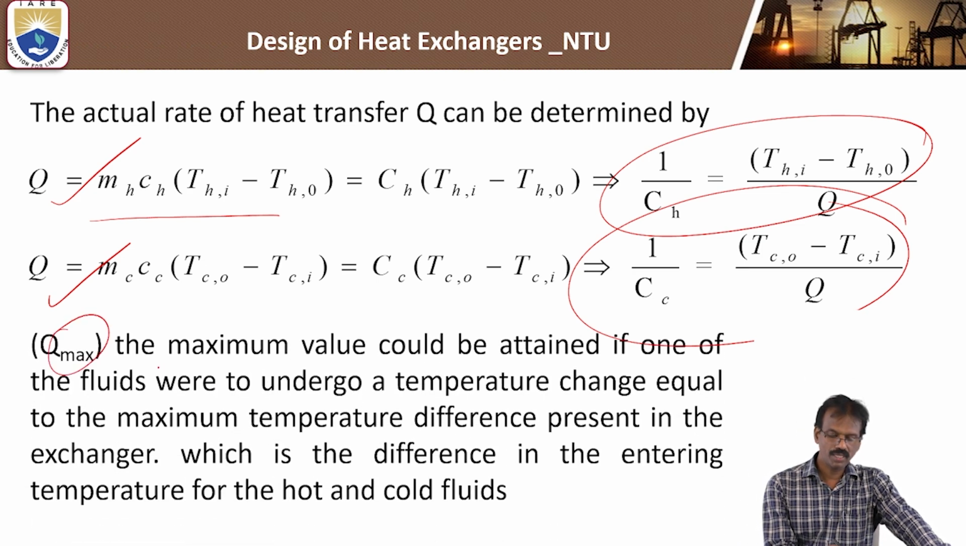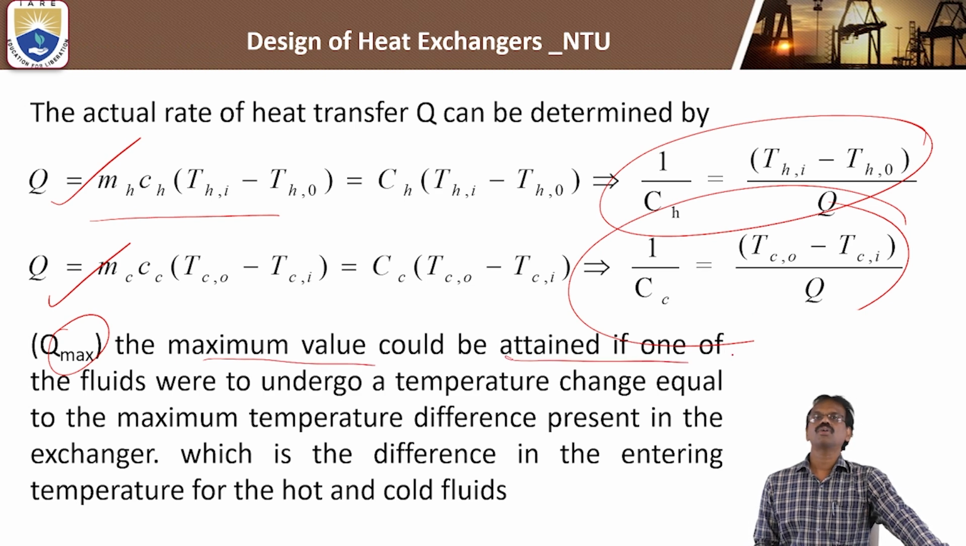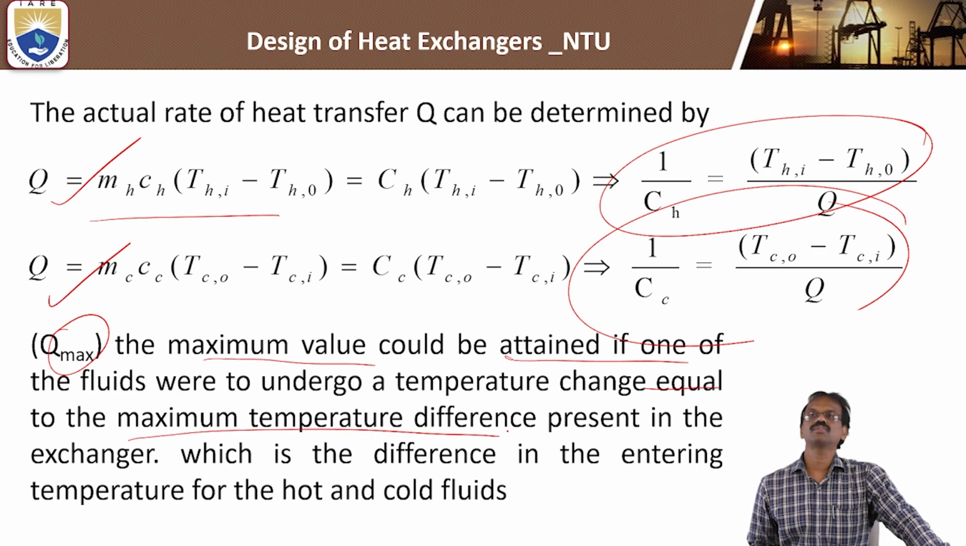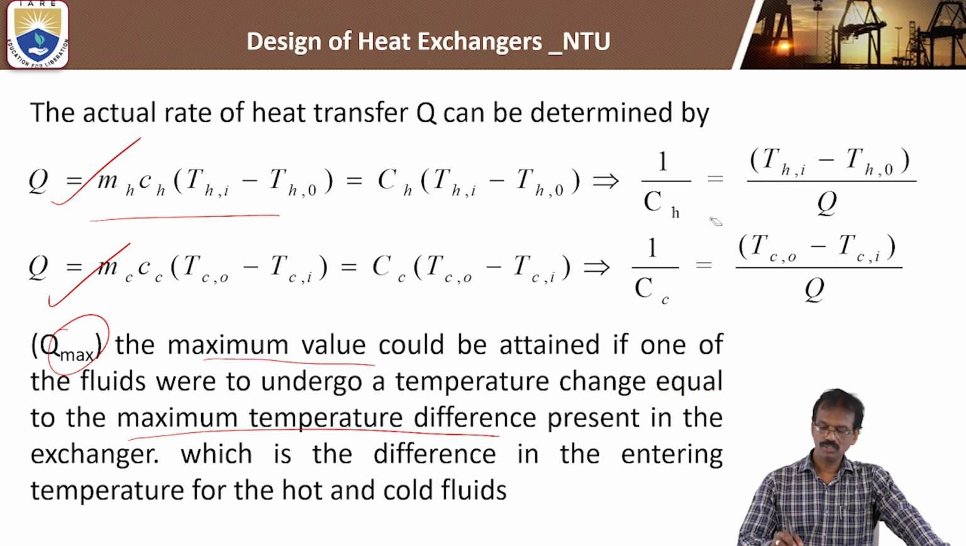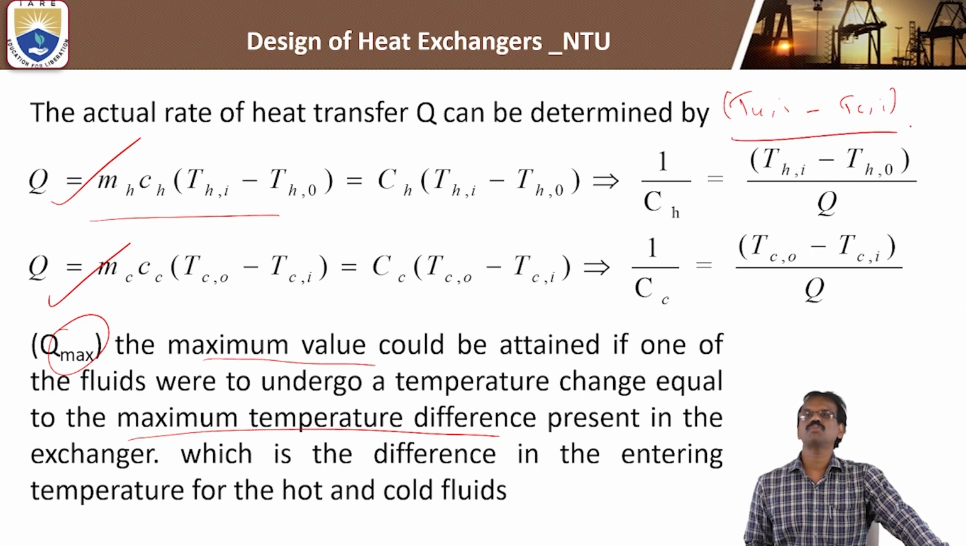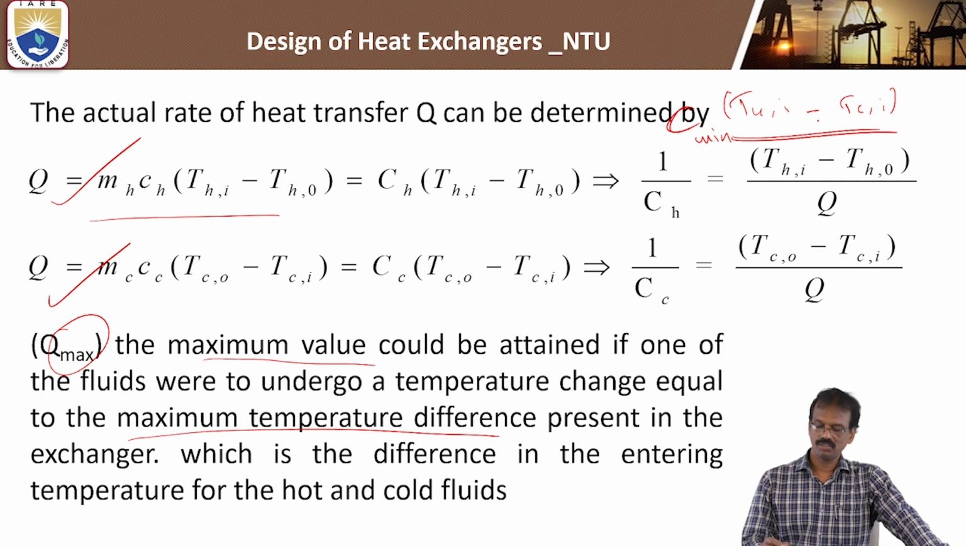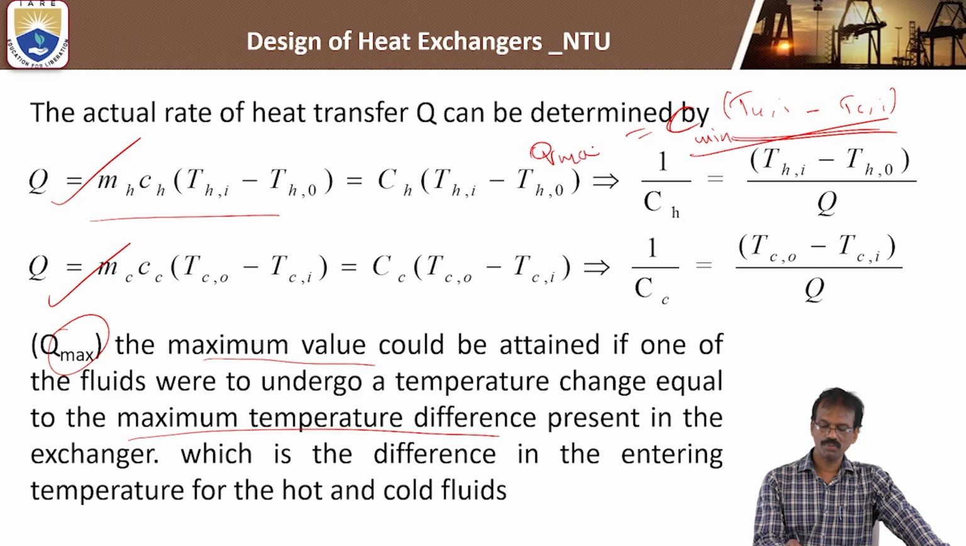So Q max. The maximum value could be attained if one of the fluids were to undergo a temperature change equal to the maximum temperature difference present in the exchanger. In the heat exchanger, the highest temperature is the hot fluid inlet and the lowest temperature is the cold fluid inlet. The difference between these two shows the maximum possible temperature difference. Okay. So, for the maximum, automatically the specific heat rate C_h or C_c should be the minimum. So, C minimum into the inlet temperature difference is nothing but Q max, the maximum possible heat transfer.